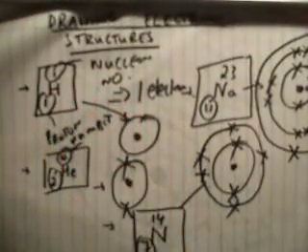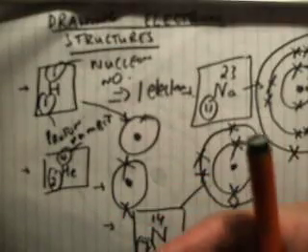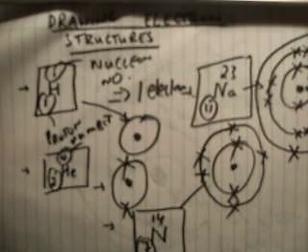Excellent. And this is basically the look of all electron structures. If you go through the entire periodic table, it should be like that. So let's just look at the periodic table.